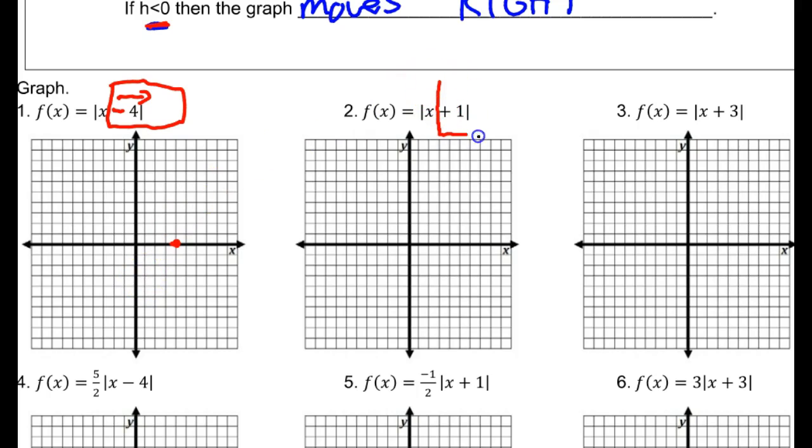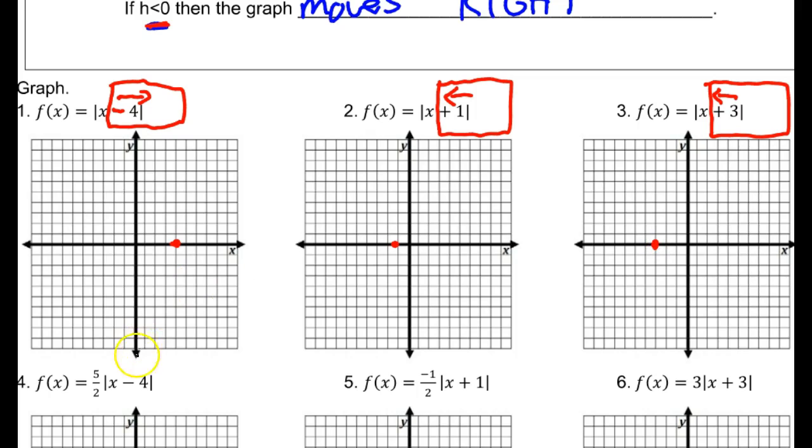Same thing here. There's a positive 1 here. What direction will it move here? Left 1. So let's start just by doing that on a few of these and getting the hang of doing the opposite way we might expect. +3. Which way does +3 go? To the left.